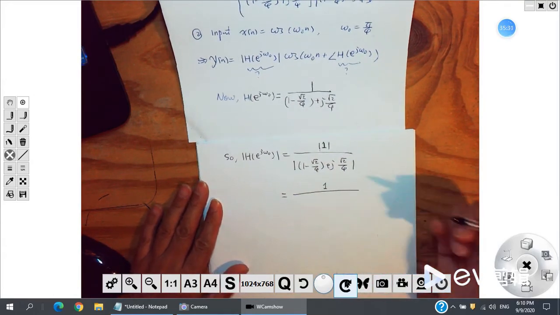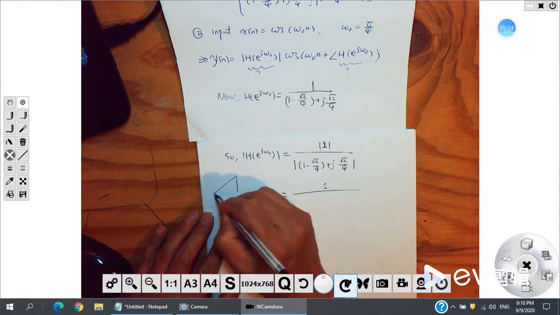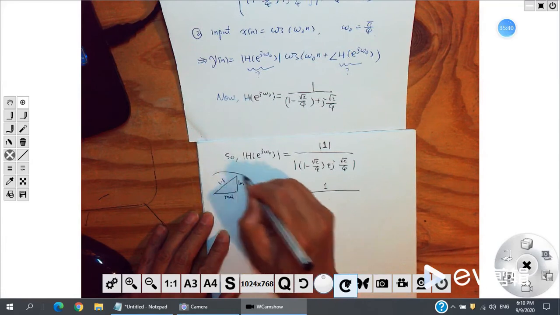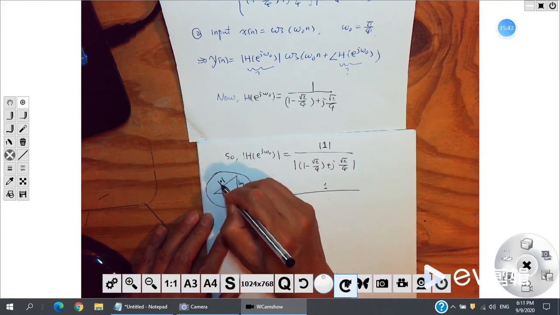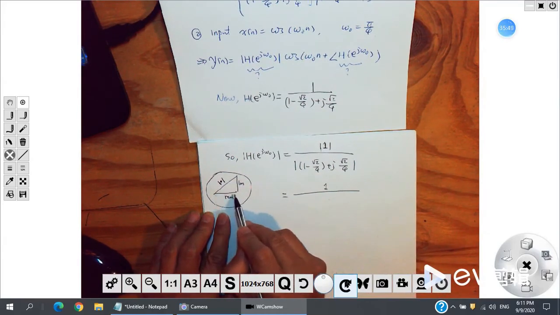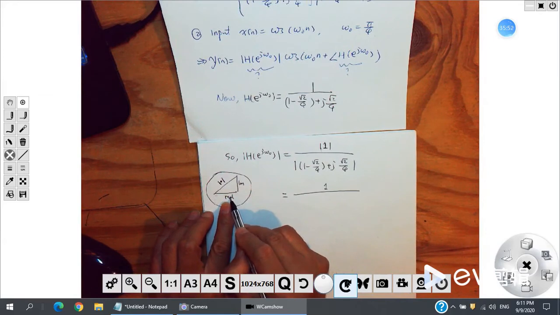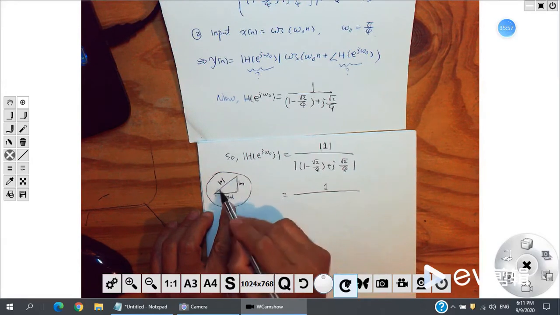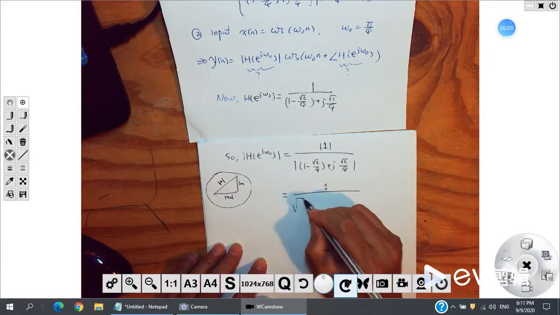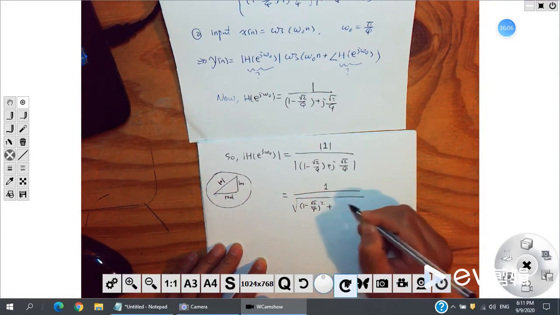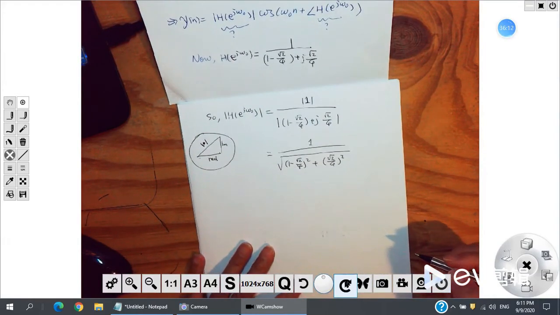And the denominator, we know this is the magnitude. This is the real part, and this is the imaginary part. The magnitude is the square root of the square of the real part plus the square of the imaginary part. So it is the square root of (1 minus square root 2 over 4) squared plus (square root 2 over 4) squared. This is the magnitude.